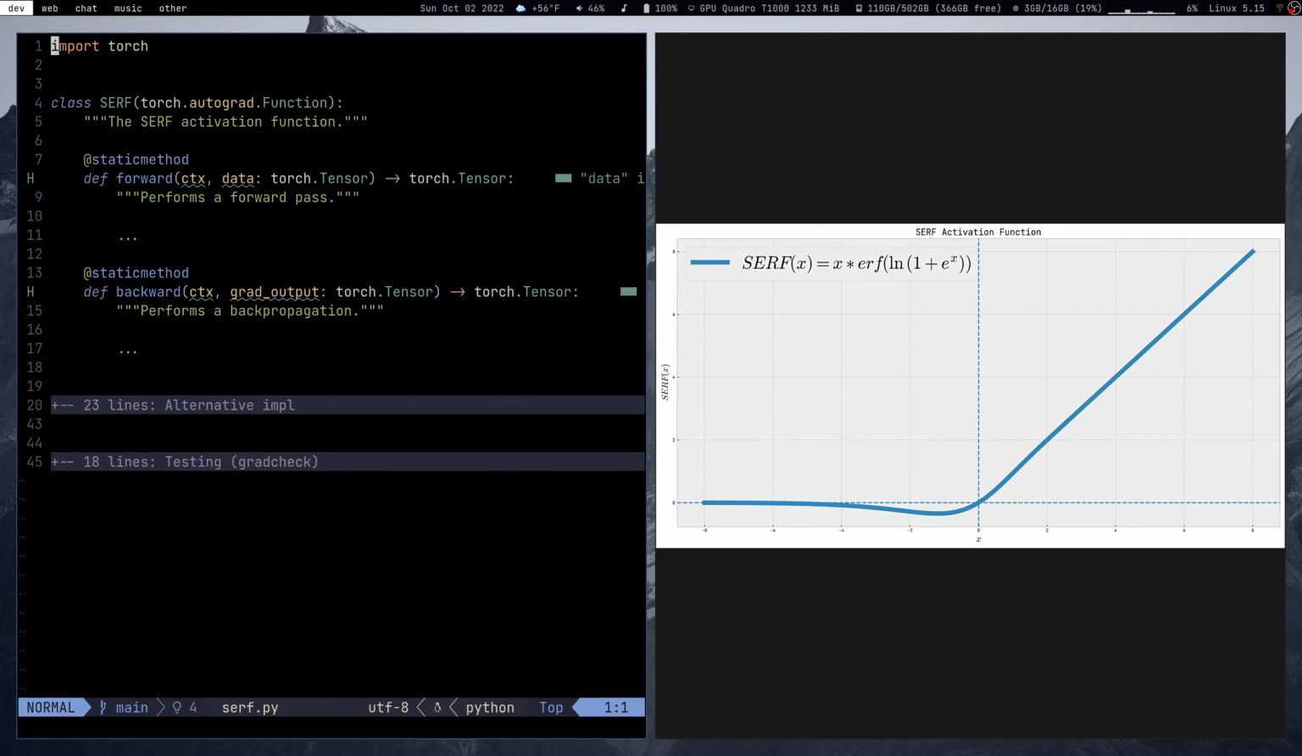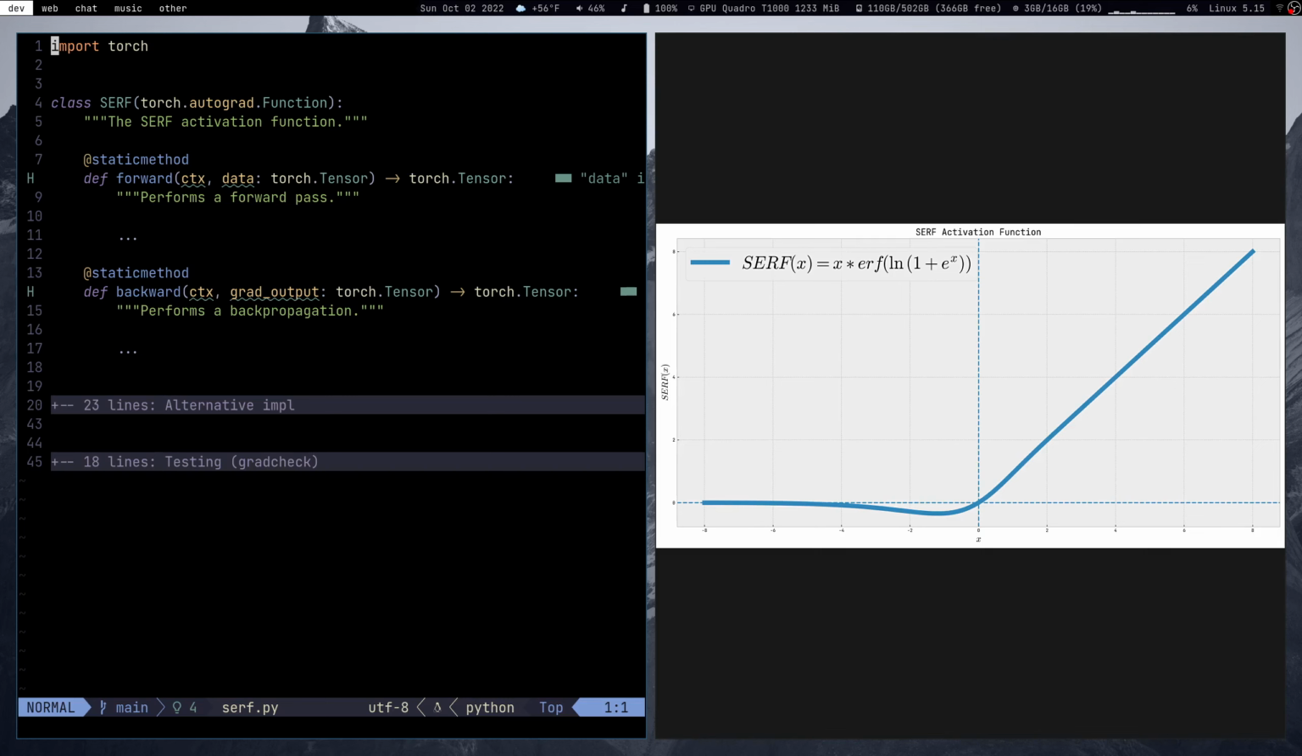Now, SERF is not necessarily a very popular activation function, but it's also a relatively recent activation function, at least compared to some other activation functions that we have already implemented in the series, such as sigmoid, ReLU, swish, GELU, and so forth. And I thought it would be a good addition to the series because it's relatively recent, but in addition to that, PyTorch does not support this activation function out of the box.